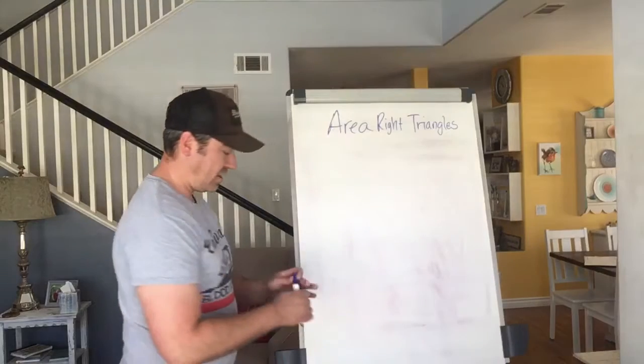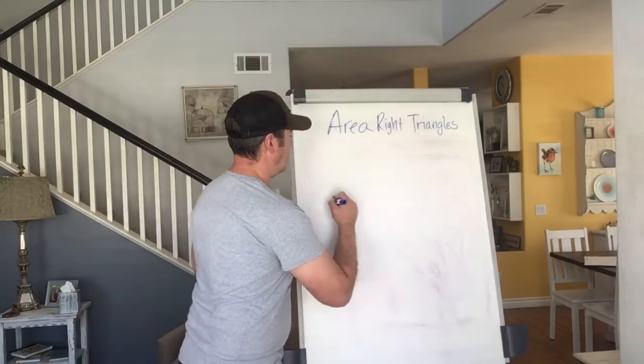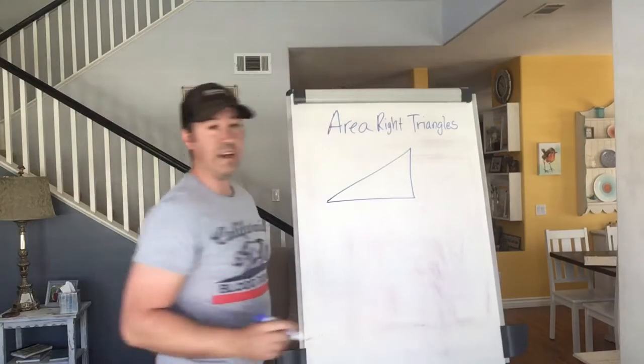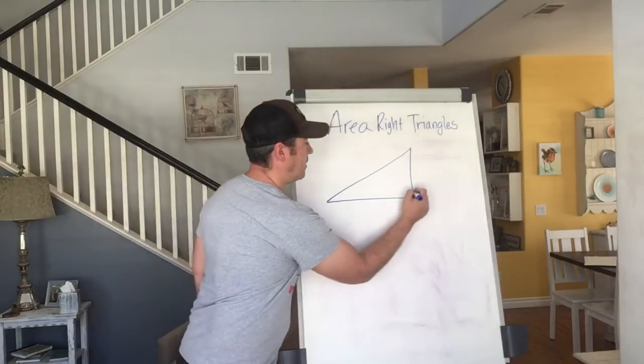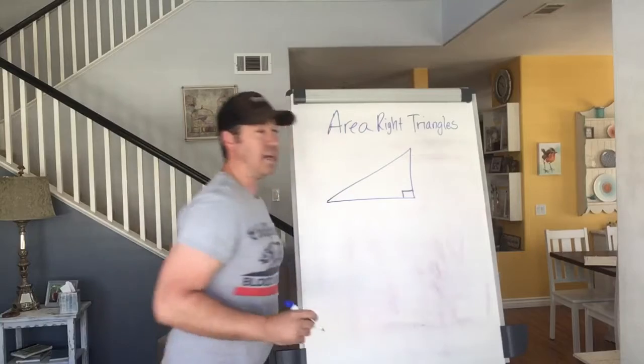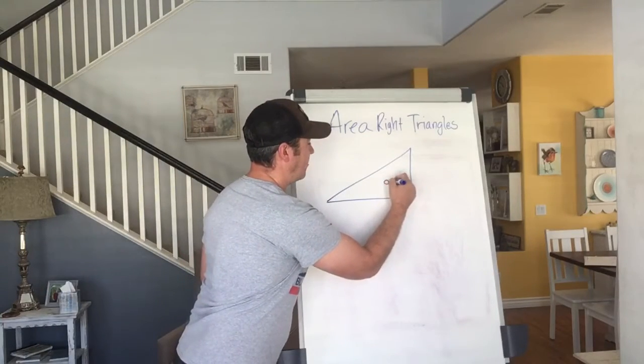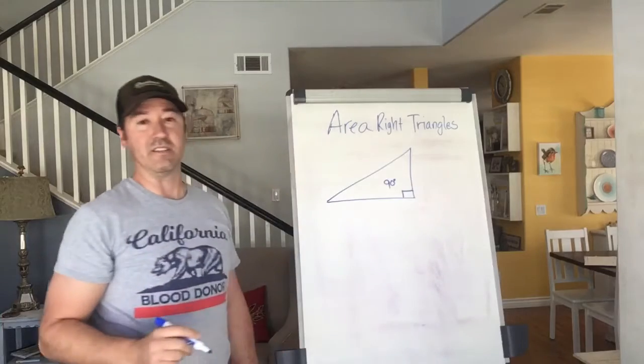So in our example, we're going to be working with a right triangle. And a right triangle is marked with a little box in the corner. Some of you guys have already learned this. When it's a right triangle, it means that this angle is 90 degrees.